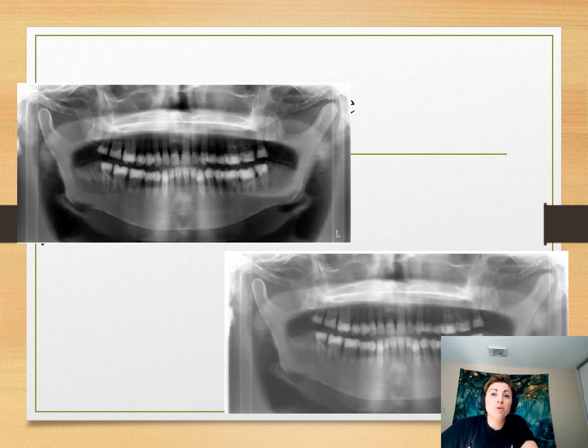Getting the right exposure settings is very important so that we can see all of that area. If you get the wrong exposure settings, you're going to get this. This is called burnout, and there's just no detail to it.